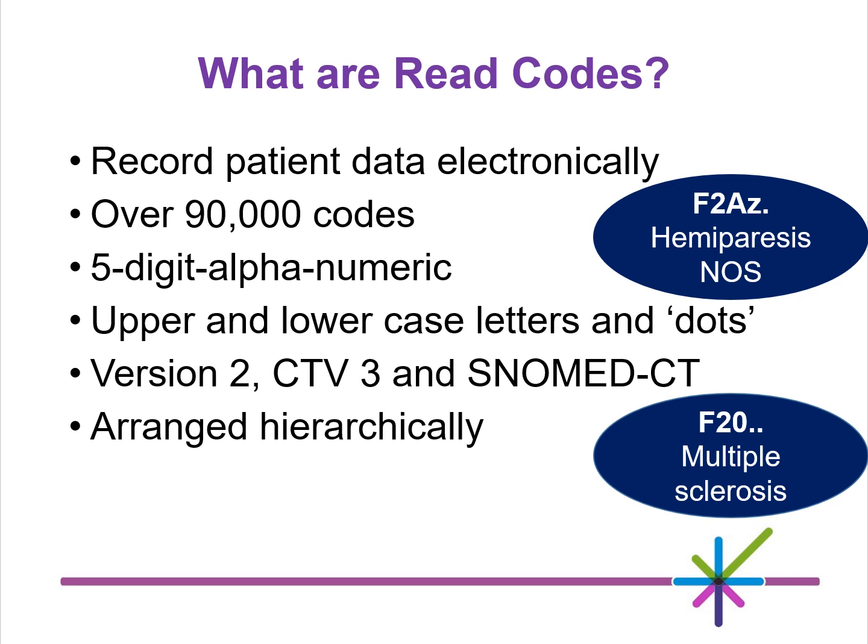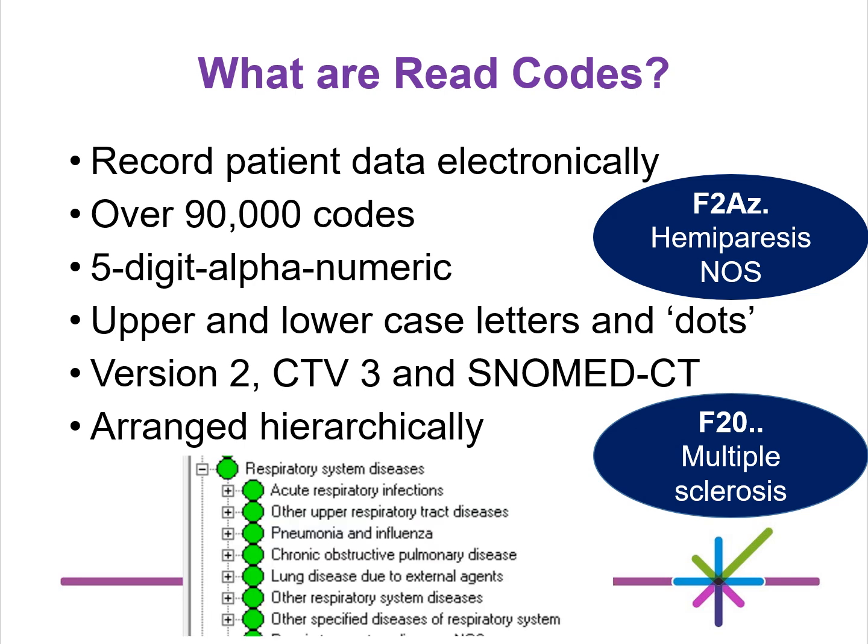Read codes are arranged hierarchically, with the level of detail increasing as you move down the hierarchy. The hierarchical approach is intended to help users to find related terms and decide on an appropriate level of detail. If a code has another level beneath it in its hierarchy, it is known as the parent code, and the codes beneath it are its children.